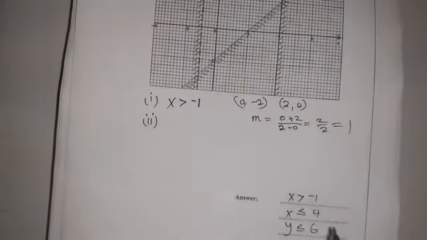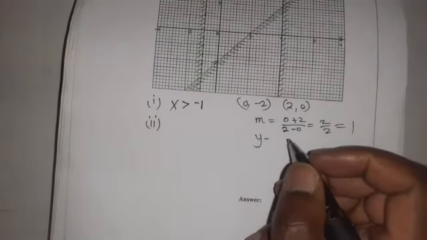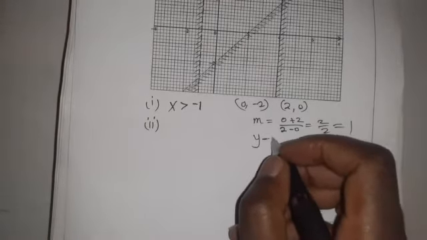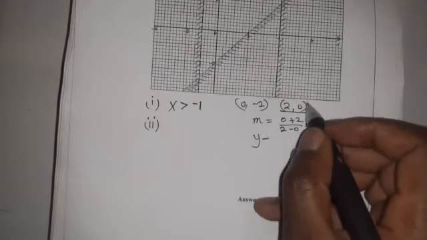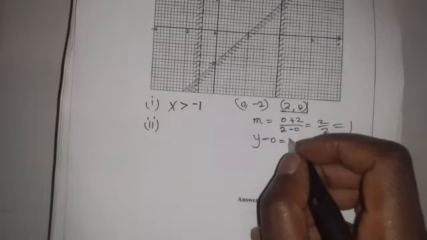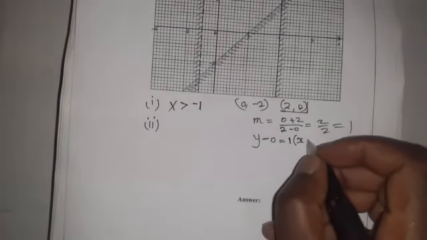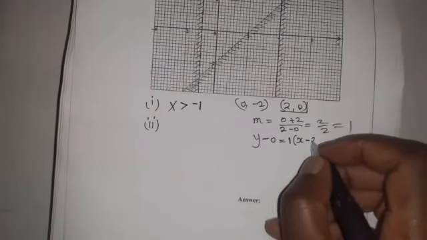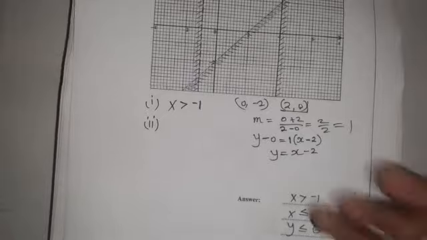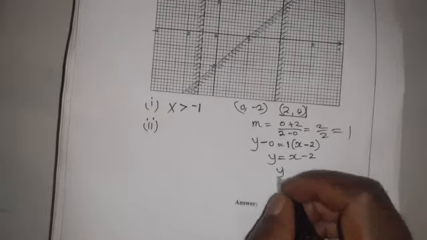So after we have found the gradient, now we can write the equation. So we say y minus y1. Here we can pick these coordinates. What is our y1? Our y1 is 0, is equals to our gradient. What is our gradient? Our gradient is 1. Then x minus, what is our x1? Our x1 is 2. So y is equals to x minus 2. This is what we are looking at.